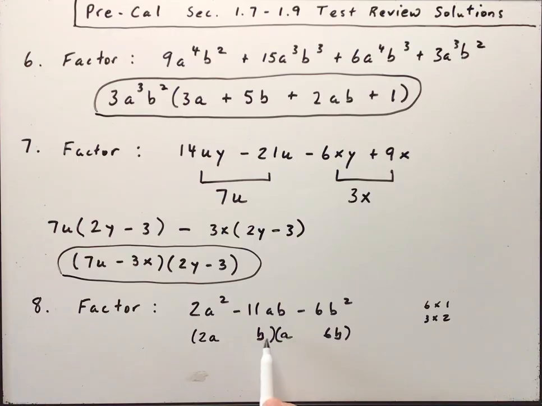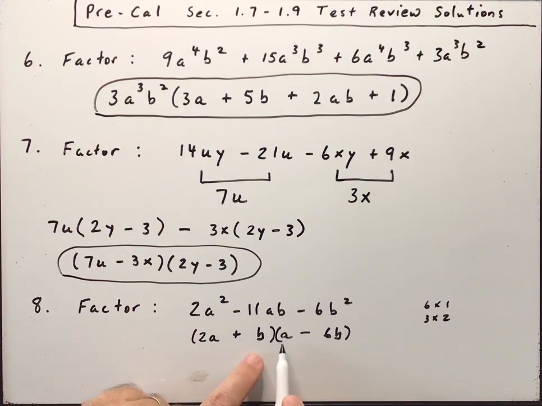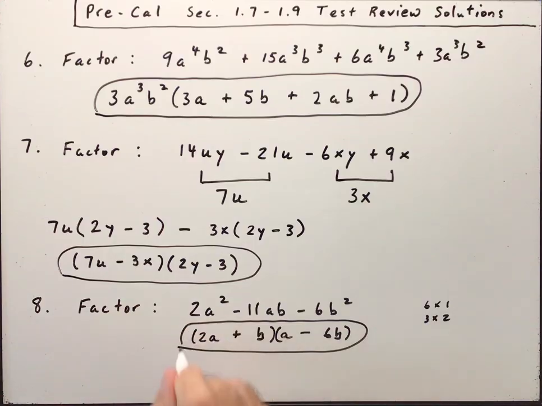All right, so b times 6b, and then we're going to need to have a negative 11. So if I put a negative there and a plus there, let's FOIL that back out. I've got 2a squared minus 12ab plus ab. That'd give me a negative 11, and then minus 6b squared. So that's my process, and so that's not too bad at all.